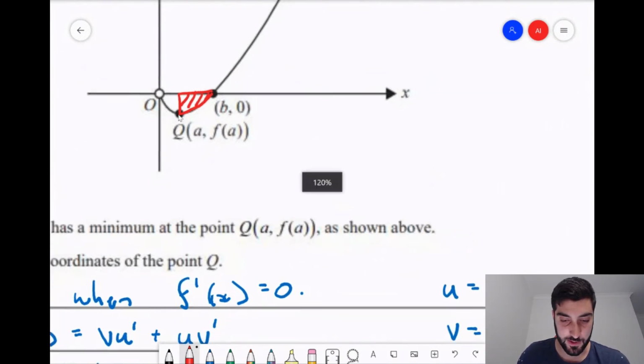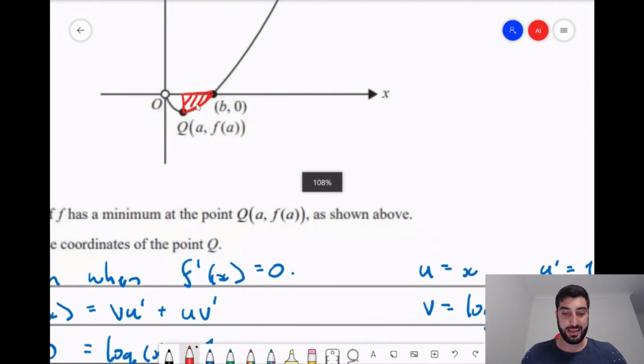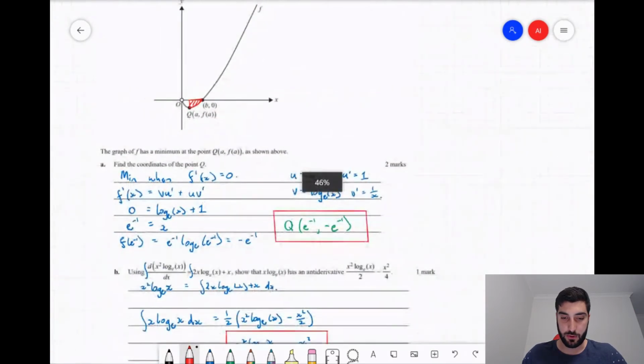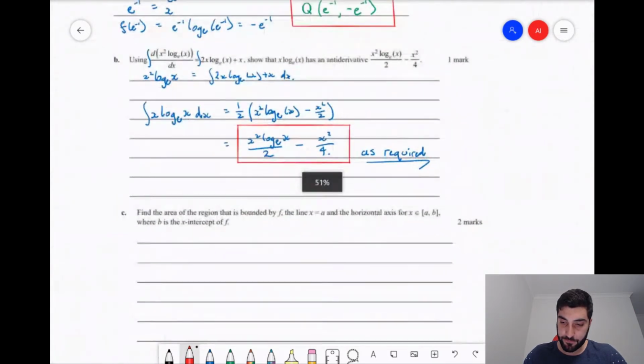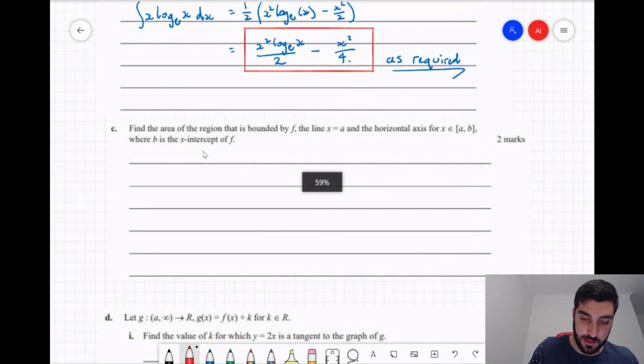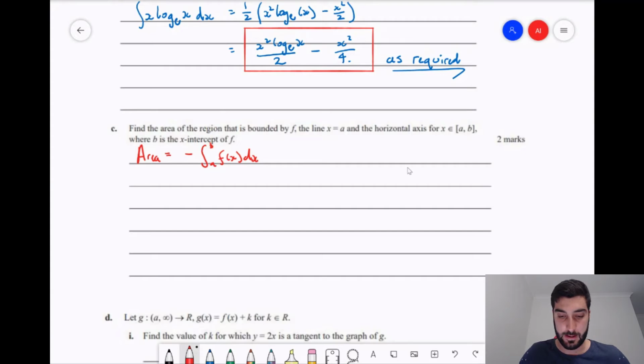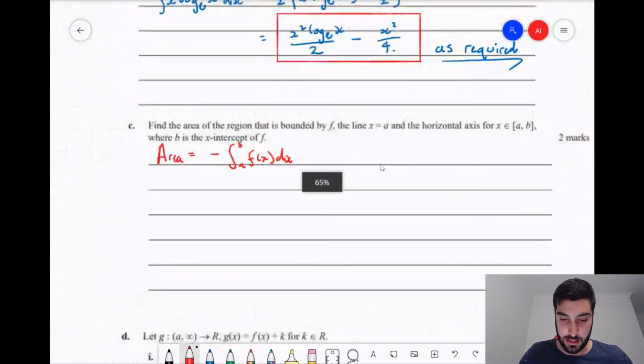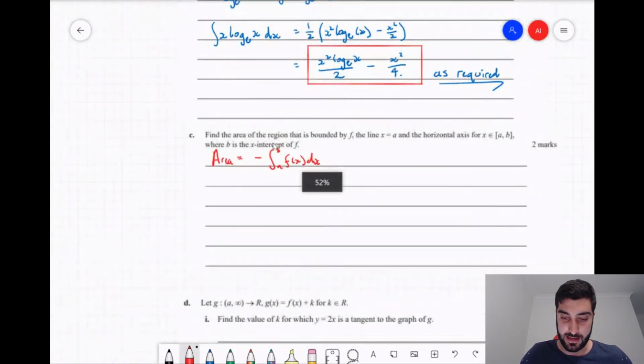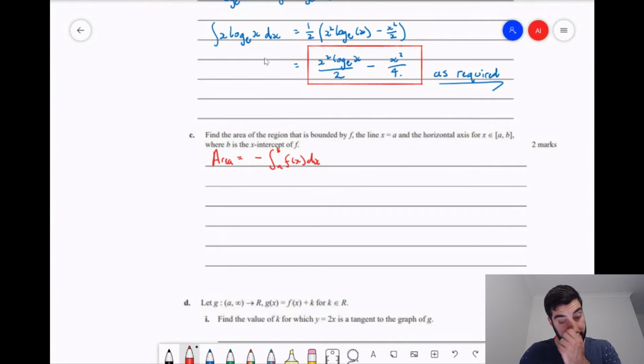So since it's below the x-axis, the area would be negative, so we need to multiply by a negative to counteract that. And if I go ahead and set up the integral nice and simply, the area would be equal to minus the integral between b and a of the function f of x dx. So first line, not too intimidating. Now we go and we sub in our values for a, b, and the function f of x. We know the function f of x is just this x log e of x.